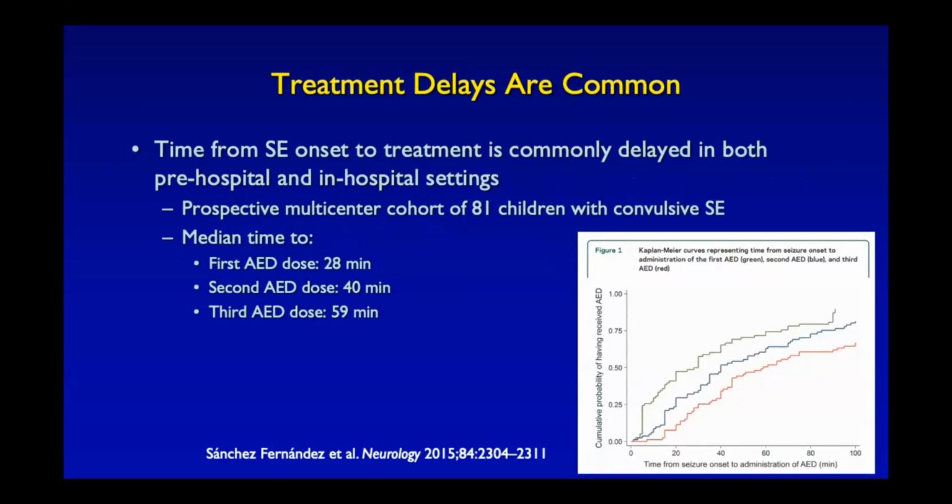In a prospective multicenter cohort study of 81 children with convulsive status epilepticus, the median time to the first anti-epileptic drug dose was 28 minutes, the second drug 40 minutes, and the third 59 minutes. You can see here in figure 1 the Kaplan-Meier curves showing the time from seizure onset to administration of the first anti-epileptic drug in green, second in blue, and third in red.